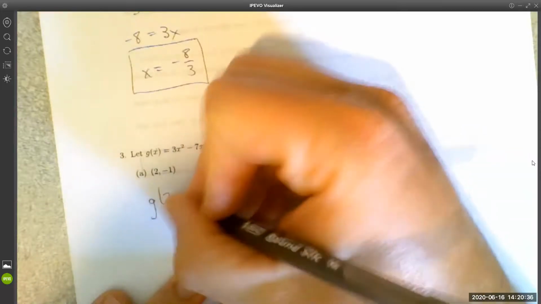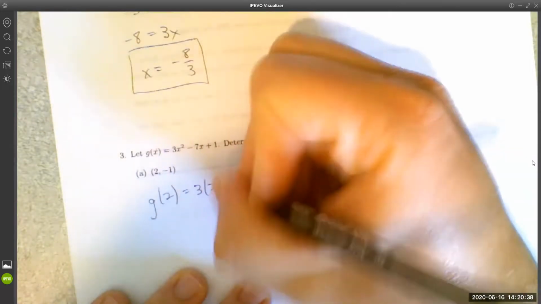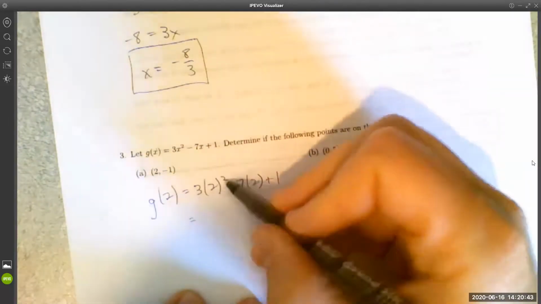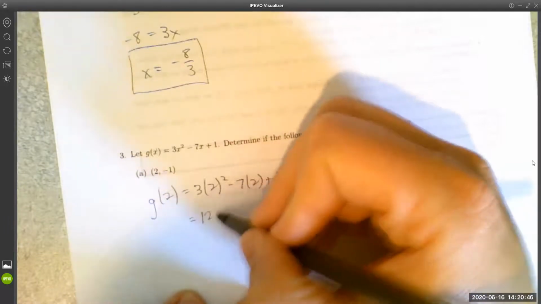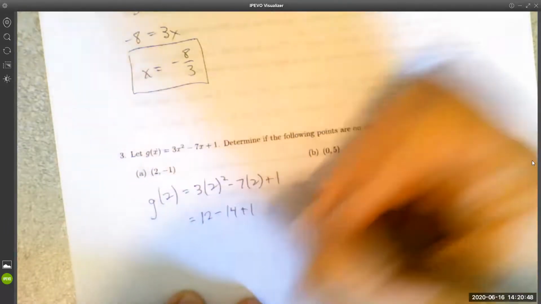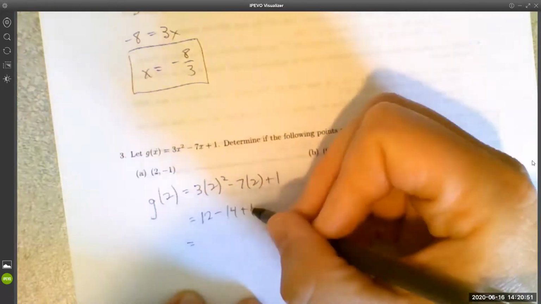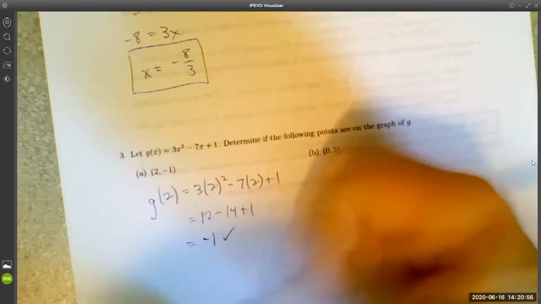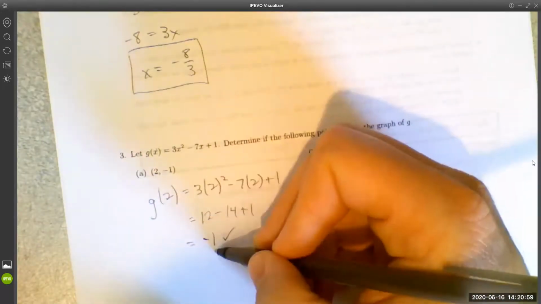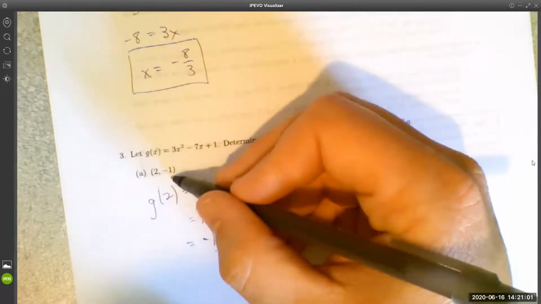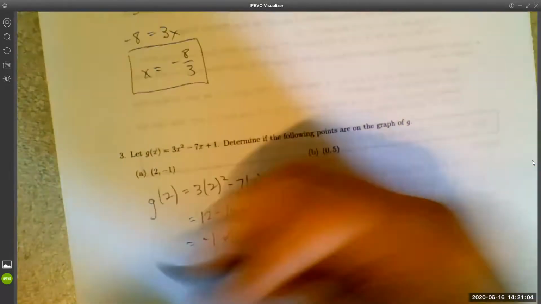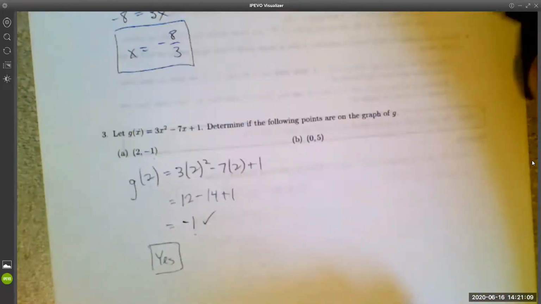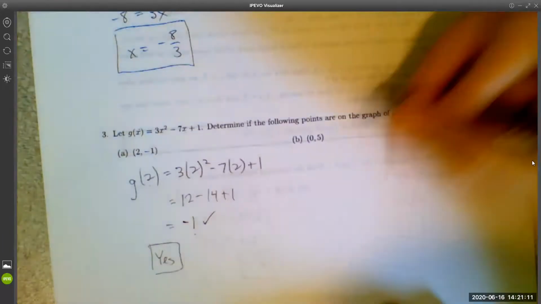If I plug in 2, two squared is 4, 4 times 3 is 12. Minus 14 and plus 1. That's negative 2 plus 1, which is negative 1. So sure enough, right? Since g of 2 equals negative 1, it must be the case that the point 2, negative 1 is on the graph of g. So the answer is yes. What about for part B? Well, we'd do the same thing, right? We would say, well, what's g of 0?